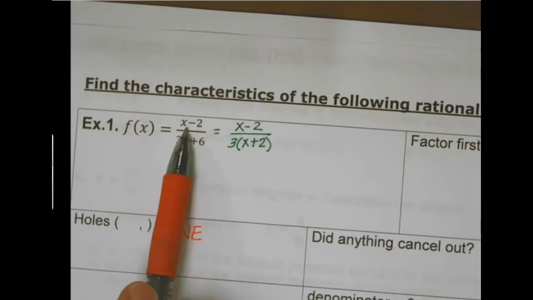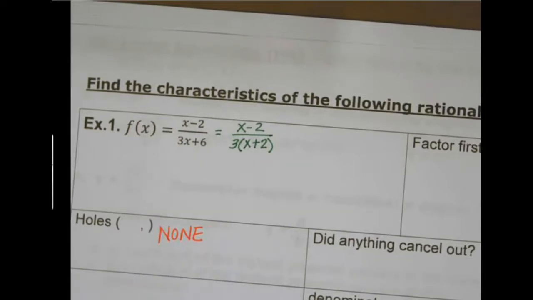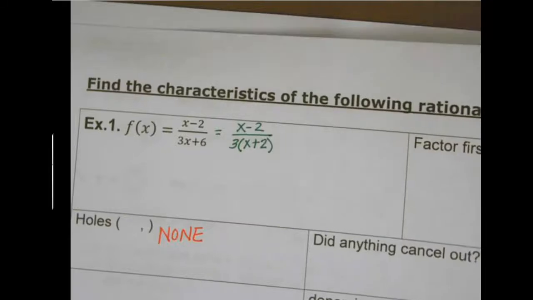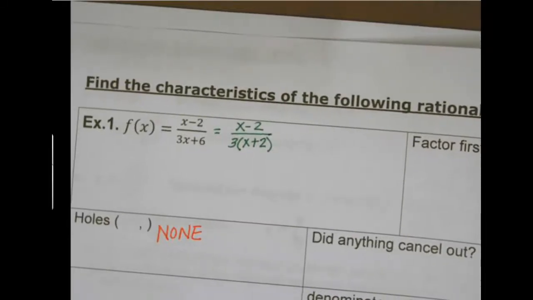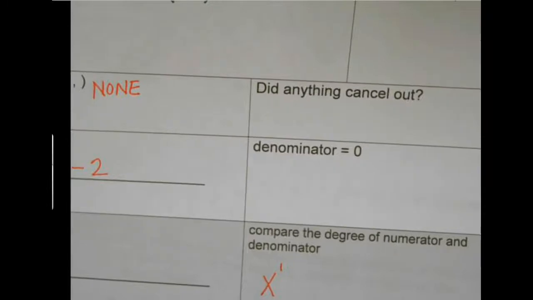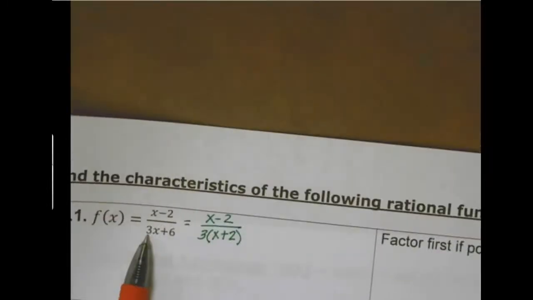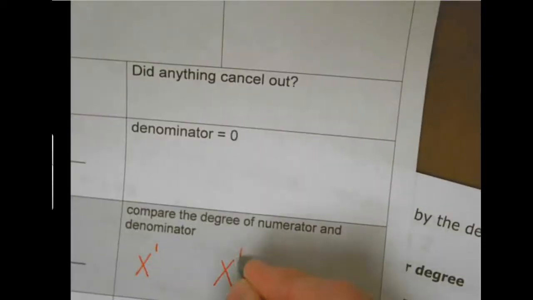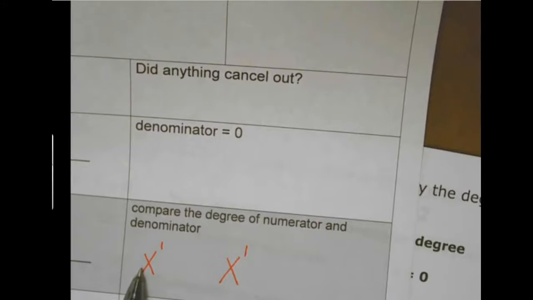It doesn't have a power. So what does that mean the power is? So in the numerator, I'm not looking at the minus 2, I'm just looking at the x. I have x to the first power in the numerator. In the denominator, I'm not looking at the 3, I'm not looking at the 6, I'm only looking at the x. I have x to the first power. The x to the first power in the numerator, x to the first power in the denominator. Would you say that those are equal?